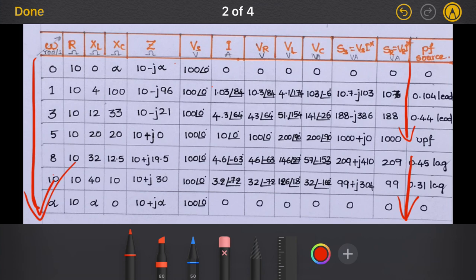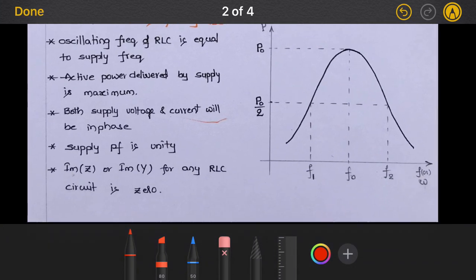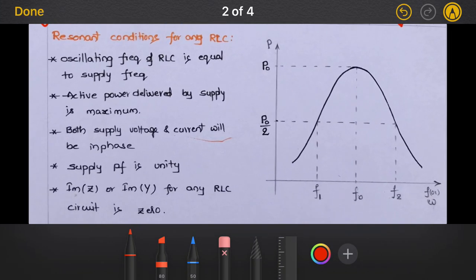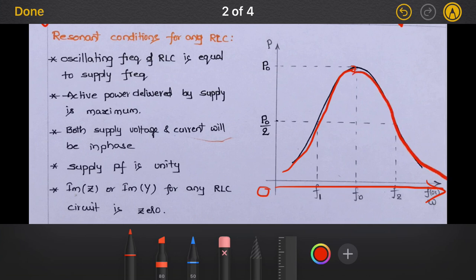If you draw the waveform for that result, when frequency is changing from 0 to infinite, power delivered to the RLC circuit is gradually increasing up to one particular point. After this particular point, power delivered to the circuit is gradually decreasing. Clear? Now, at one particular frequency, power delivered to the RLC circuit is maximum. That frequency is nothing but the resonant frequency.